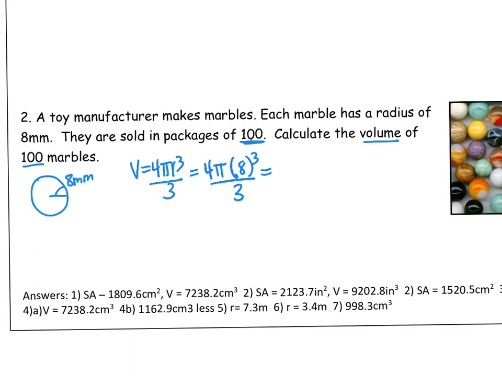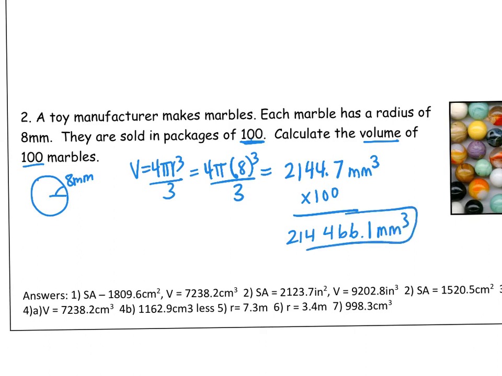And then we just punch that into our calculator. Let the calculator do all the work for us. I end up with 2,144.7 millimeters cubed for one marble. So then I'm going to times that by 100 to get me the volume for 100 marbles. And I end up with 214,466.1 millimeters cubed. So just to note, at this point here, it was a rounded number.